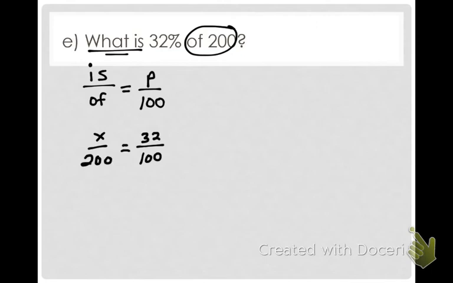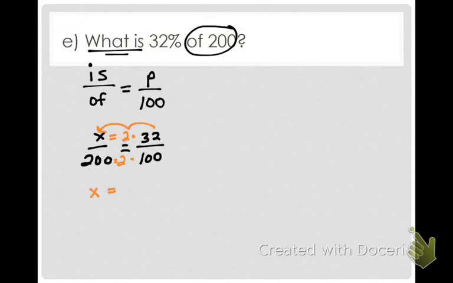Now let's just go ahead and do equivalent ratios. If you're looking at equivalent ratios, how do I get from a 100 to a 200? Multiply by 2. If I multiply by 2 on the bottom, I have to multiply by 2 on the top. Okay, Asia, what would my answer be?